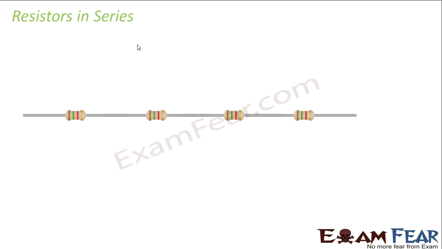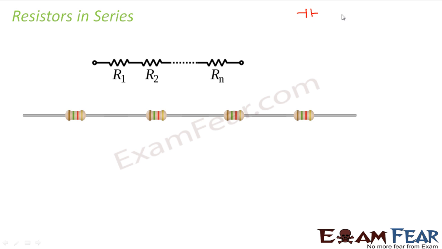Series means one end of one resistor starts the other resistor. Again the end of the second resistor starts the third resistor and so on. This is how the resistors are connected in series. Now in a circuit diagram, a resistor is always represented like this. For example, for a capacitor we use this symbol. Similarly for a resistor we use this symbol. So the resistors are connected in series in this way.